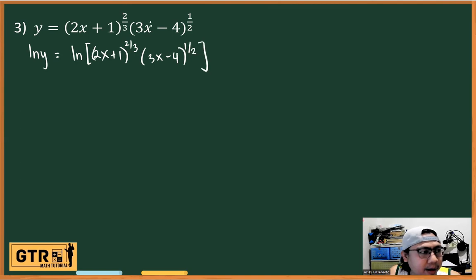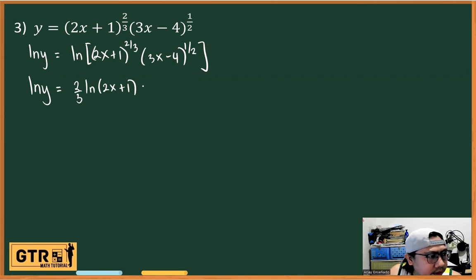So apply again the properties of logarithm. So ln of a product equals the sum of ln. So we have ln y equals, apply the property and also the exponent. So we just multiply the exponent here. So we have 2/3 ln of 2x plus 1 plus, we have the exponent is 1/2. So multiply this by 1/2 ln 3x minus 4.